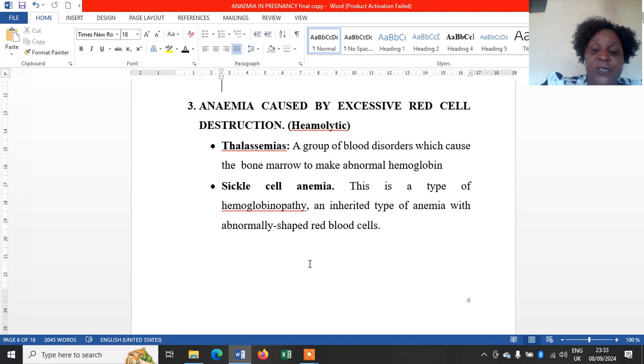And also we have sickle cell anemia, which is a type of hemoglobinopathy, an inherited type of anemia in which the red blood cells are abnormally shaped. And this leads to their excessive breakdown and a short lifespan.